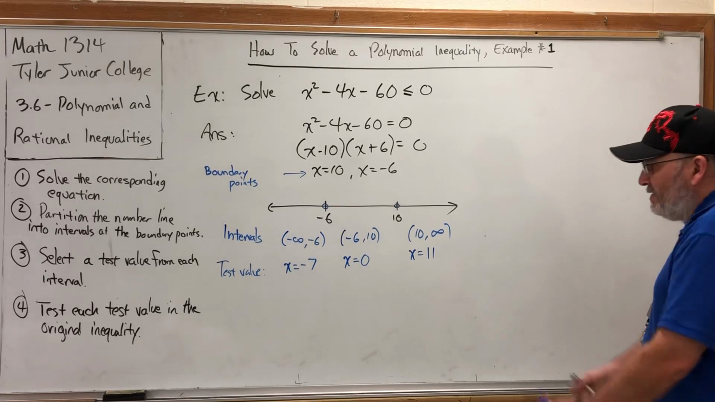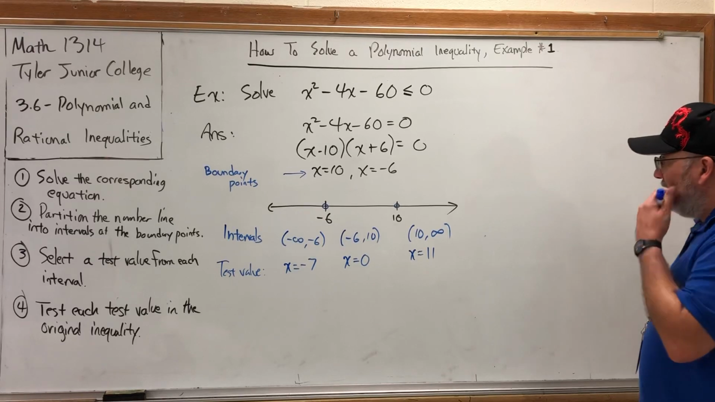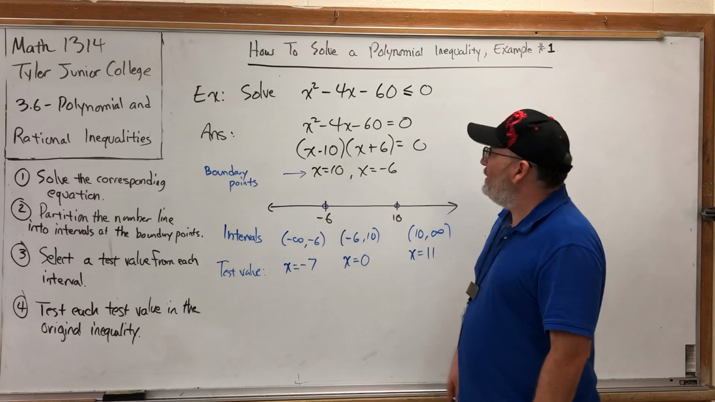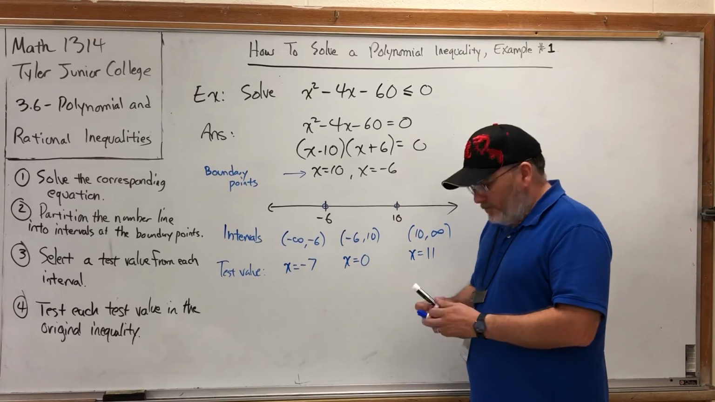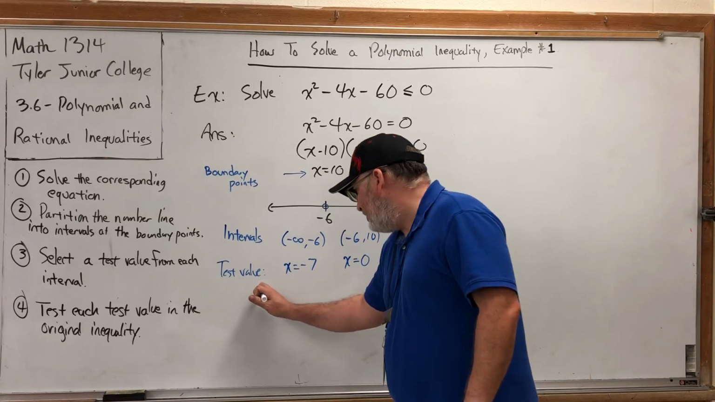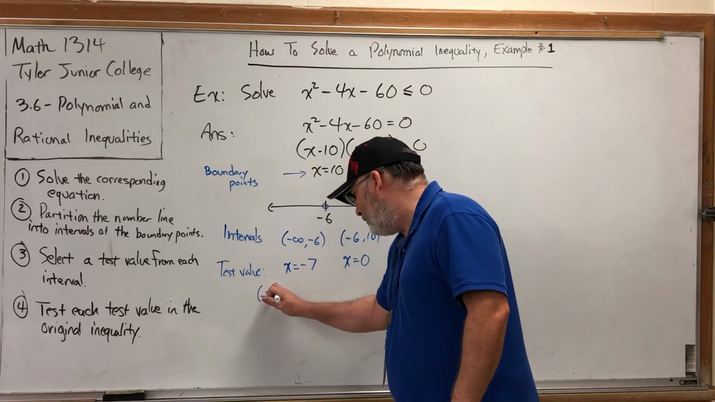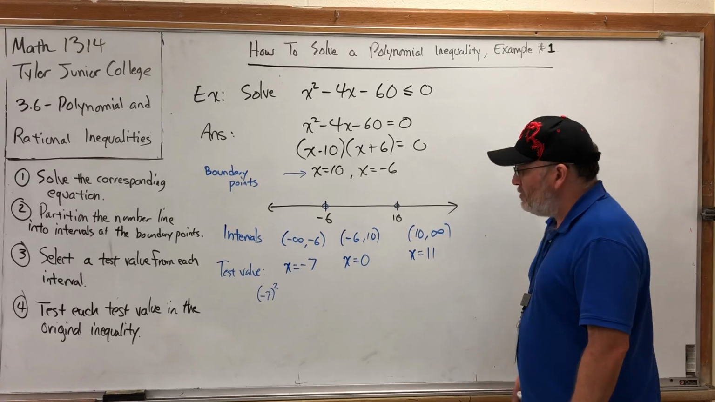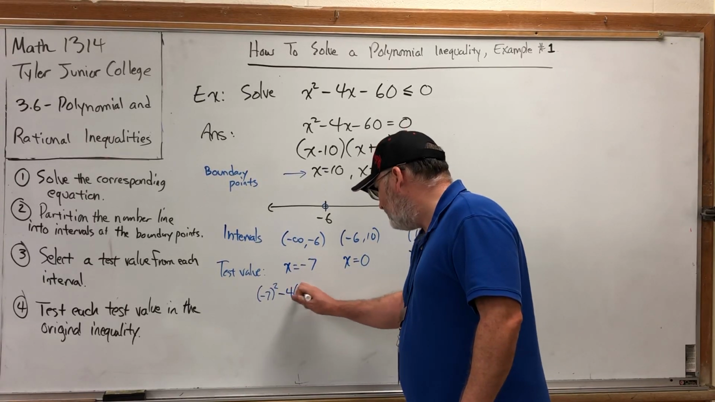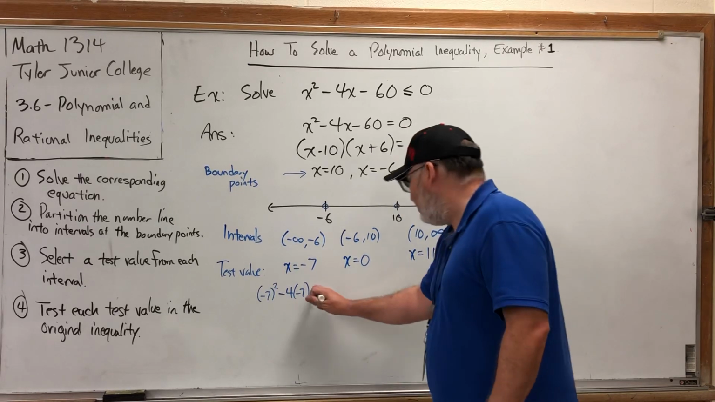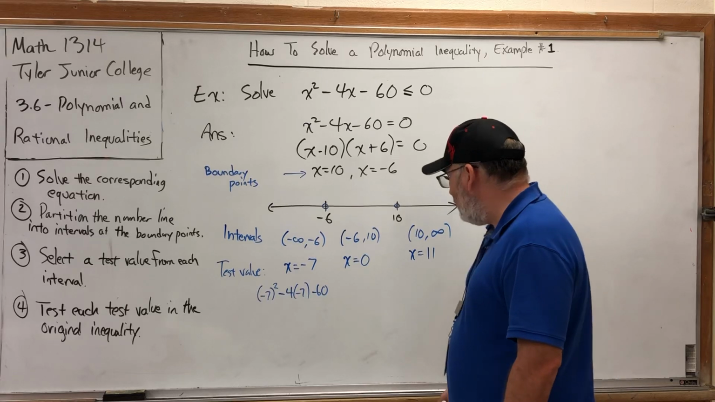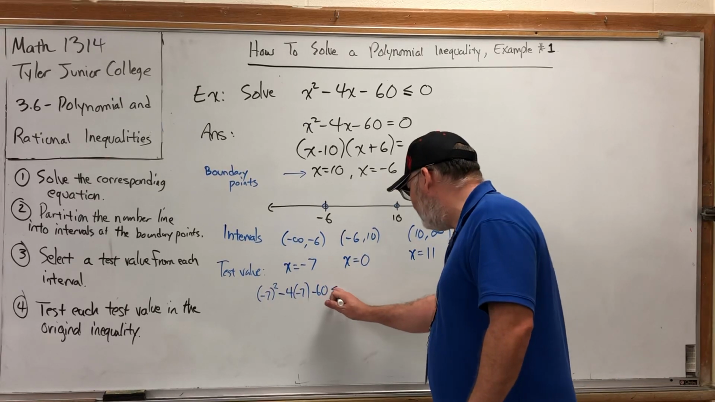All right, so we're going to test each test value in the original inequality and pass judgment on whether the test value makes the inequality true or false. So let's test negative 7 in the original inequality by changing each x to negative 7. Be very careful with the negatives, especially when you have powers. So negative 7 squared minus 4 times negative 7 minus 60. I'm going to run out of room here, but we're checking to see if this is less than or equal to 0.